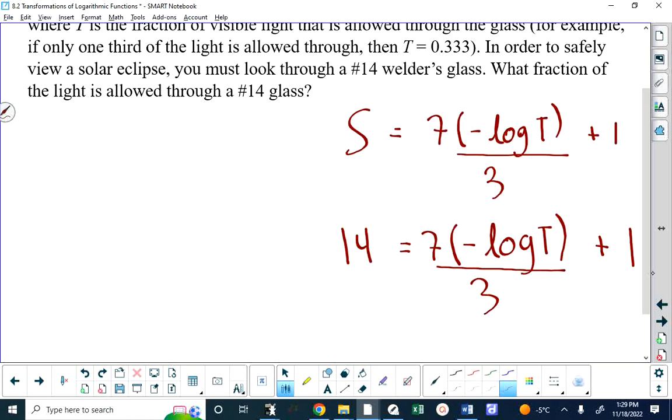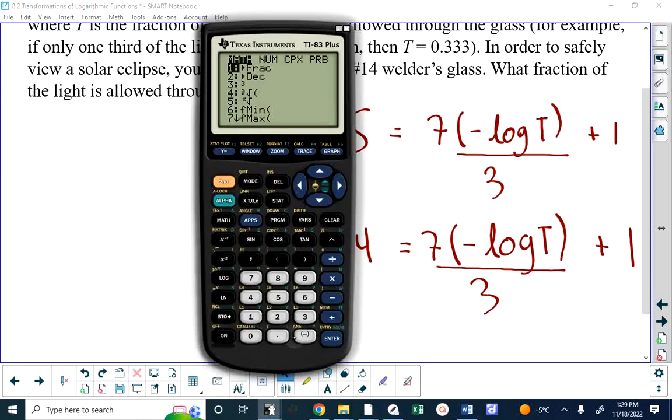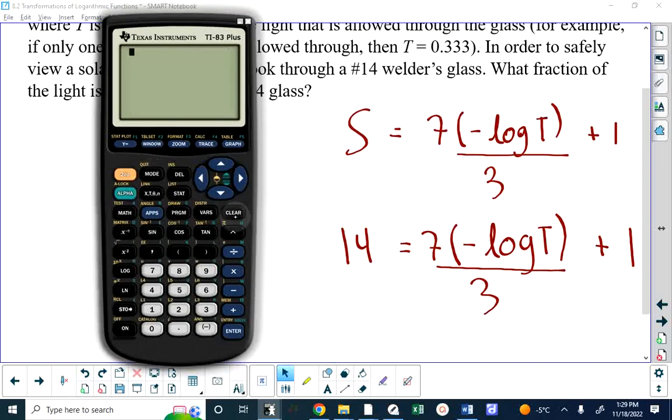And I'm not even going to show you the steps on paper. I'm going to do it on my calculator. Before I can start peeling away the layers that surround T, I have to get rid of that 1. I have to take 14 and subtract 1. Okay. So now I'm left with 13 equals 7 times negative log of T over 3. So I got to get rid of that 3. I'm going to multiply by 3. I have to get rid of the 7. I'm going to divide both sides by 7. And now I have this.